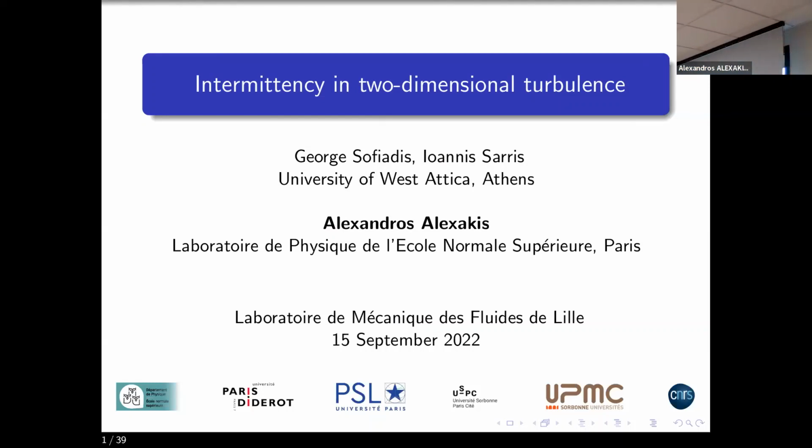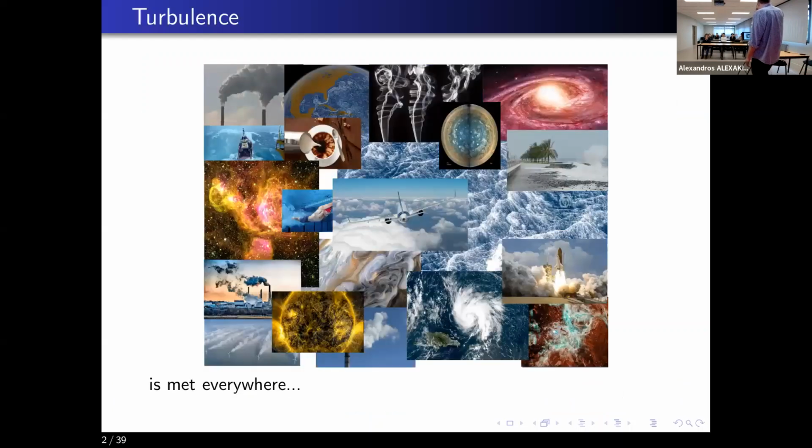I will talk about the work done recently with some colleagues from Athens, George Sofiadis and Ioannis Saris, done in the last year. And it's about intermittency in two-dimensional turbulence. And I will explain what I mean, because it's a little bit provocative as a title, but I will explain soon. So it's about turbulence.